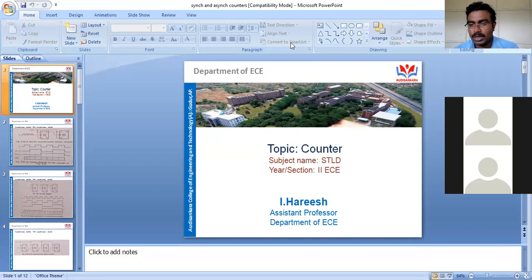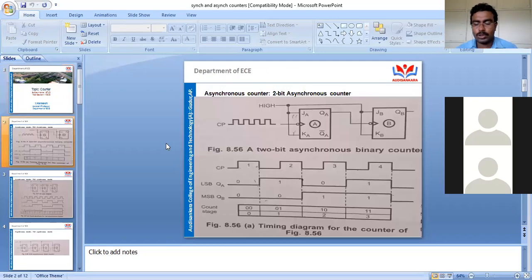A counter can be a synchronous counter or an asynchronous counter. We will discuss in detail how a synchronous counter works and how an asynchronous counter works in this session. Let us go to the topic. First of all, we are going to discuss the asynchronous counter, and it can be a 2-bit, 3-bit, or 4-bit asynchronous counter.